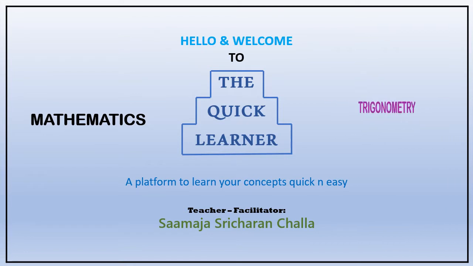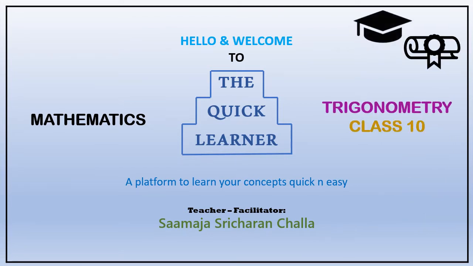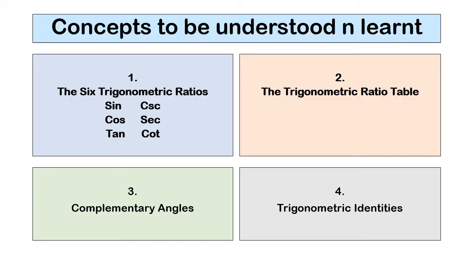I'll be teaching you mathematics of class 10th. Today I'll be taking the lesson Trigonometry. The concepts to be understood and learnt in this lesson are the six trigonometric ratios, the trigonometric ratio table, complementary angles, and trigonometric identities. In this video, we will be doing the six trigonometric ratios, the first concept of this lesson, and few sample questions for better understanding.